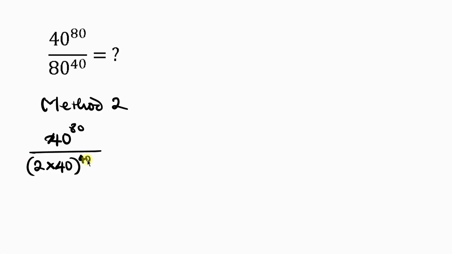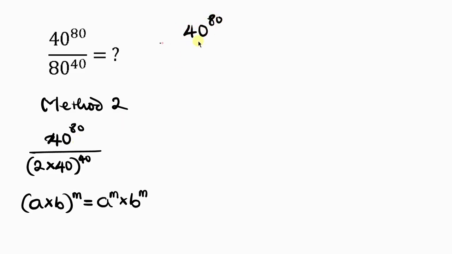Good. Our next step will be for us to apply the law of indices to the denominator, which says, for example, when I have A times B to the M, this can be written as A to the M times B to the M. So now let's apply this to the denominator. So we have 40 to the 80 all over, now the denominator, we're going to be having 2 to the 40 times 40 to the 40.